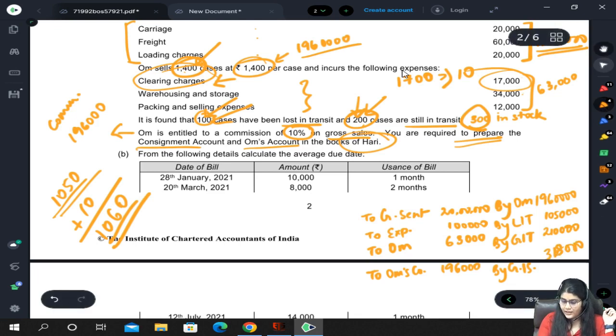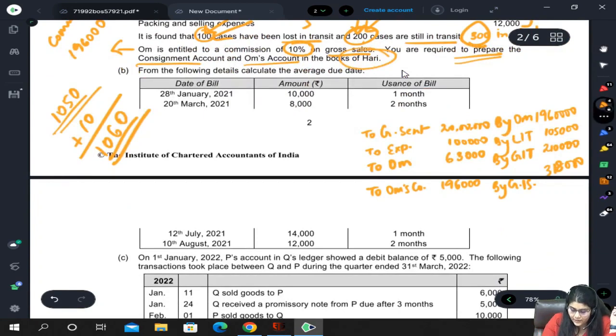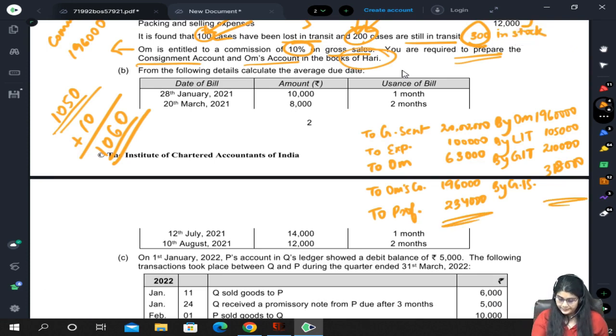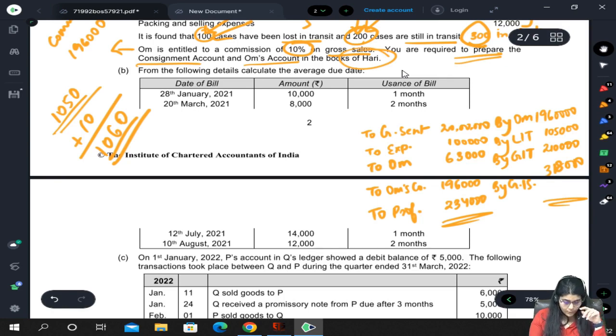Now finally, we can balance this out and get our profit on consignment, which should come to 234,000. Clear? We also have to make Om's account.